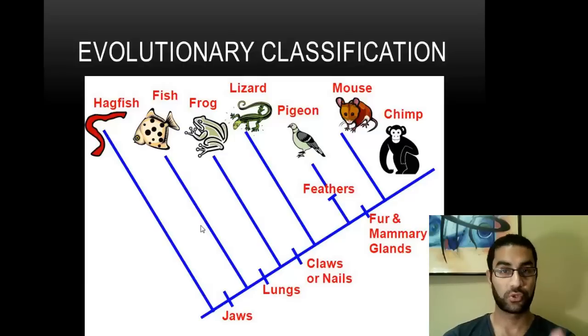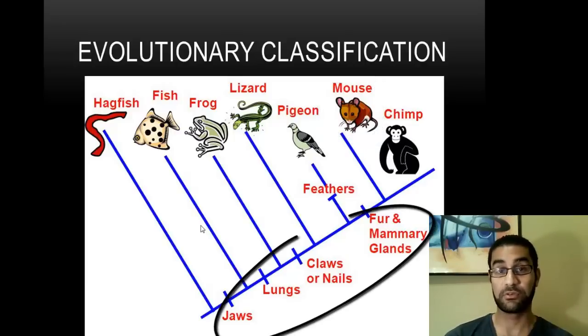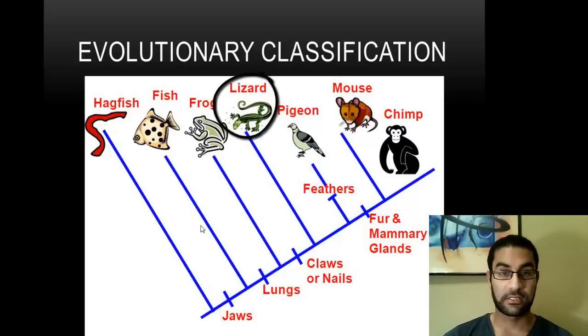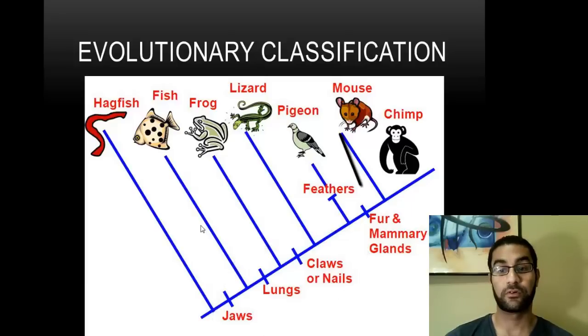So the same thing's true for a cladogram. For example, the mouse has everything that you see from the beginning of the timeline in terms of traits up, with the exception of feathers, because you see feathers branched off on a specific separate timeline. So the lizard, for example, let's use that as a good example. The lizard, based on this, has three characteristics. It has jaws, it has lungs, and it has claws or nails. But it doesn't have fur and mammary glands, and it also doesn't have feathers.